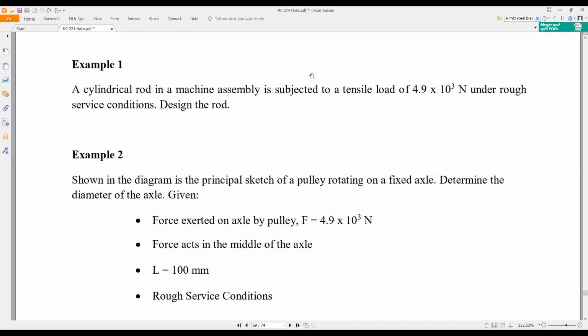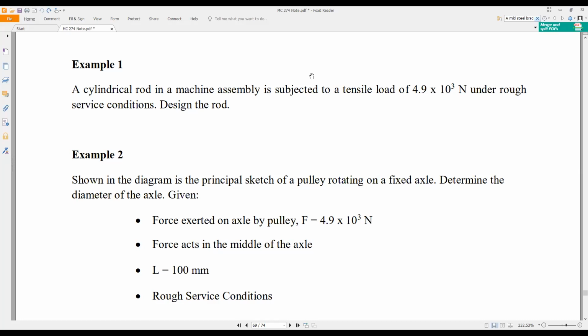All right, so we are looking at these examples. The first one says that the cylindrical rod in a machine assembly is subjected to a tensile load of 4.9 kilonewtons under rough service conditions, and we are to design the rod.